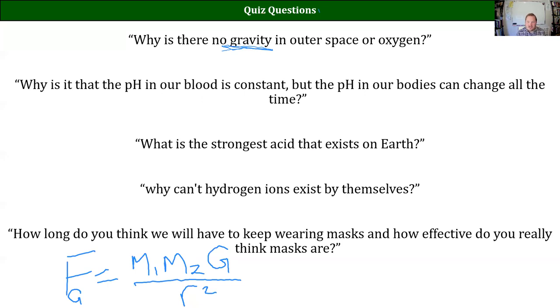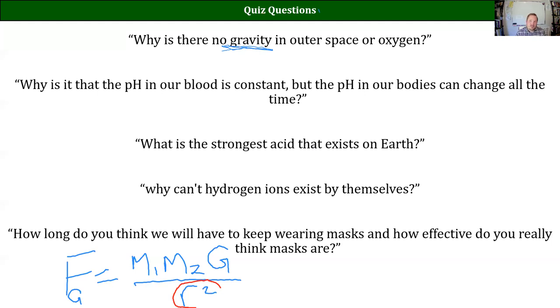Effectively, what that means is that the bigger an object is, the more gravity it has, and that makes sense. But also, this over r squared term means that as the distance between two objects gets bigger, the force of gravity goes down. However, if you look at the mass of the Earth and the mass of, say, the International Space Station and this gravitational constant G and the distance between them, the International Space Station still has something like 80% the same gravitational attraction as an astronaut standing on Earth would have to the Earth.